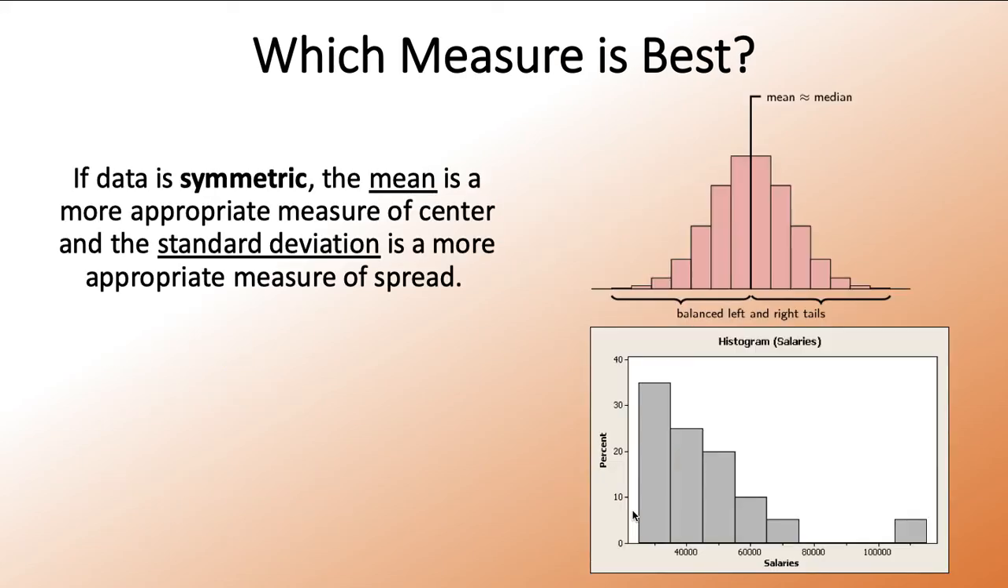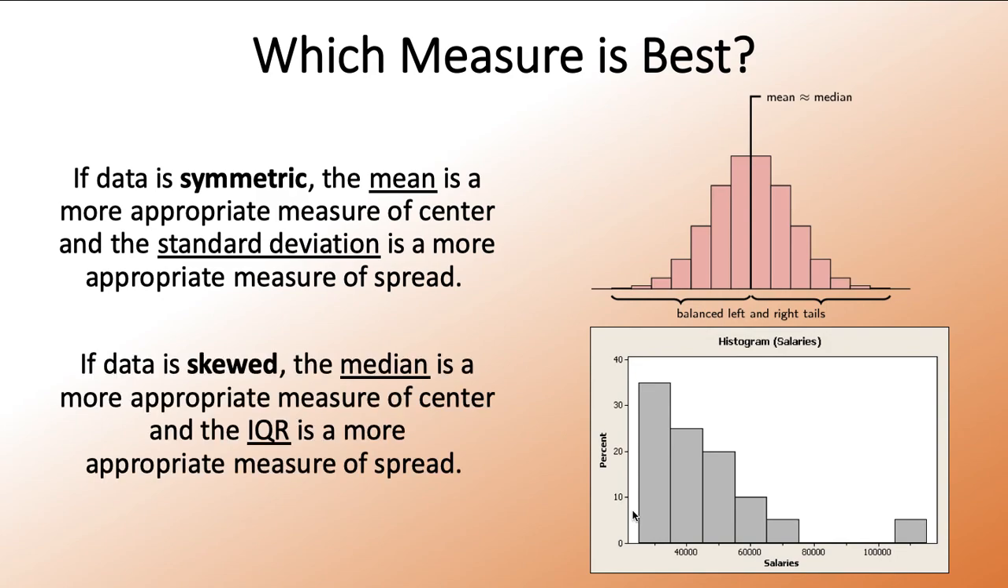In conclusion, if data is symmetric, the mean and standard deviation are the best measures representing the data set. The mean is the more appropriate measure of center, and the standard deviation is the more appropriate measure of spread. Remember, this is not the case if the data is skewed. In that case, the median is a more appropriate measure of center, and the IQR is a more appropriate measure of spread.